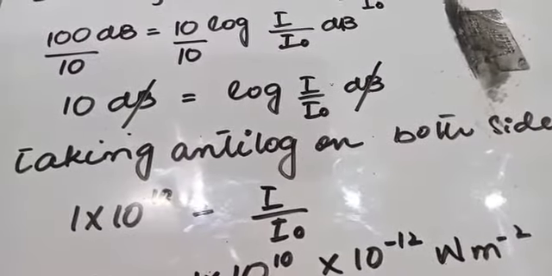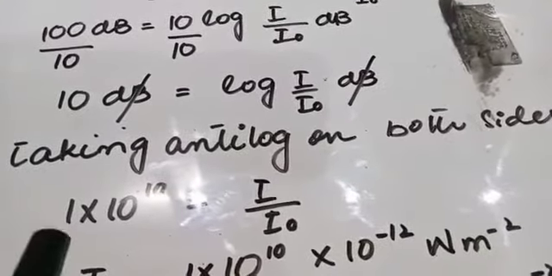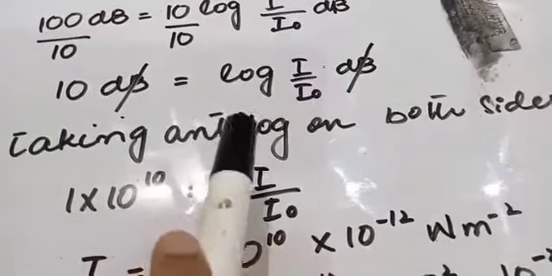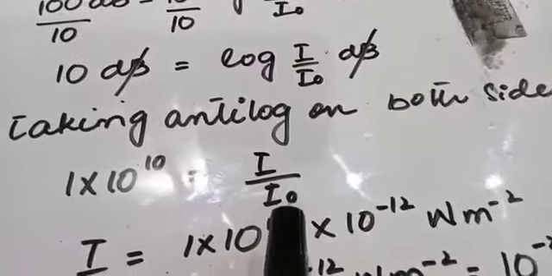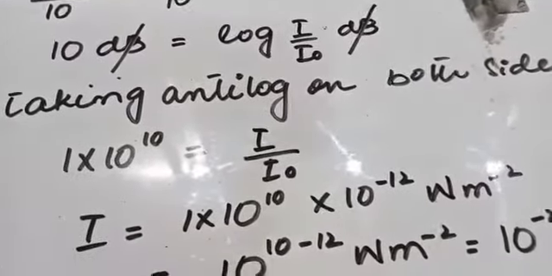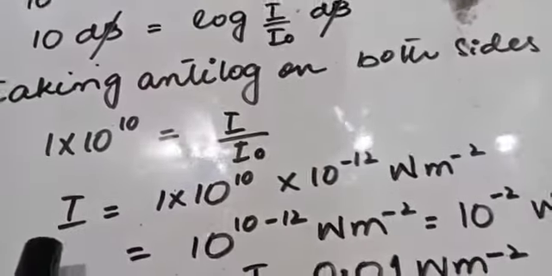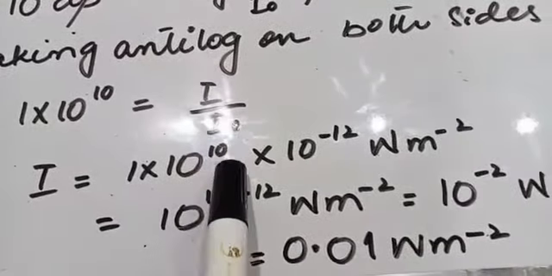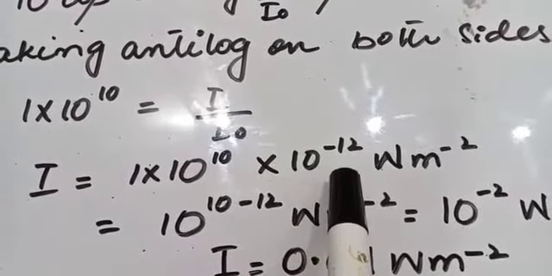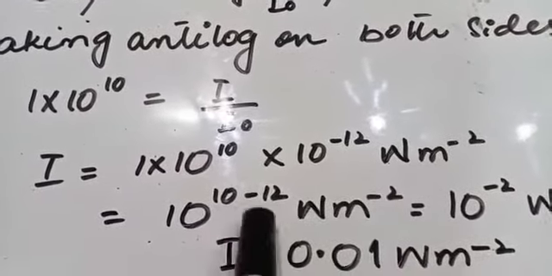Now we will take the antilog on both sides. By taking antilog, we will get the result 1 × 10^10, and log will be cancelled with antilog. I over I naught. I naught is divided over here, so we will multiply it with this value. We will get I is equal to 1 × 10^10 multiplied by I naught, the value of I naught being 10^-12 watt per meter square.